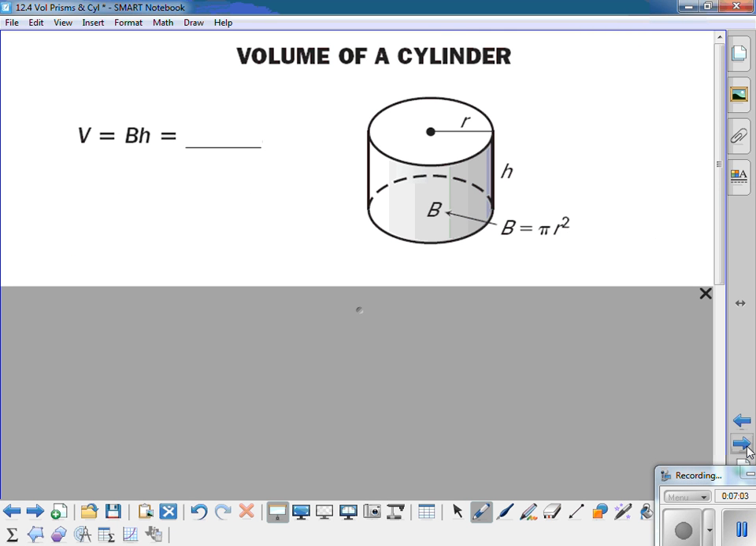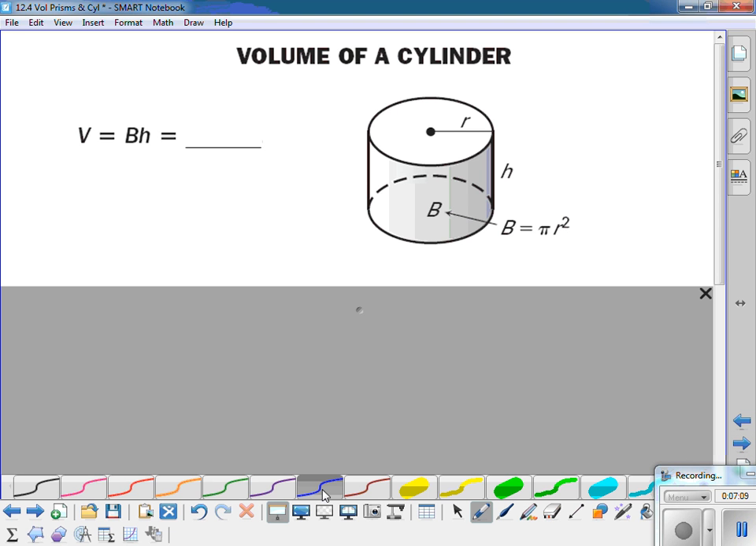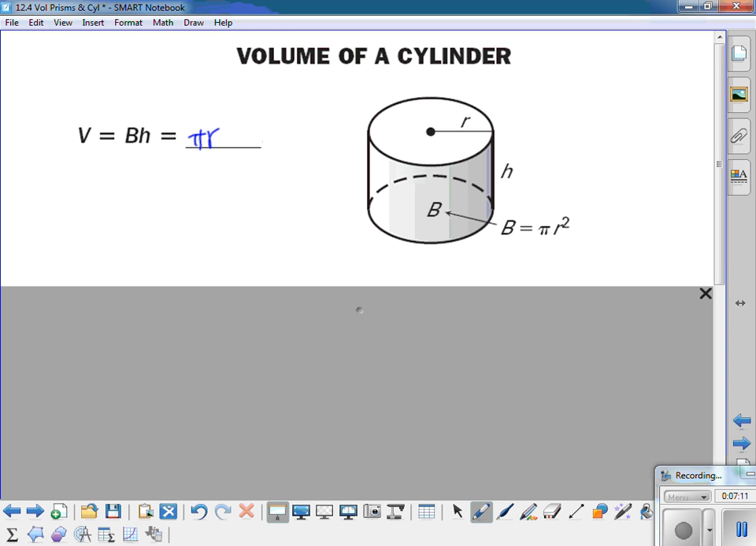All right, the volume of a cylinder. It's still the area of the base times the height. And since it's a circle, the area of a circle is pi r squared. And then we would do that times the height.